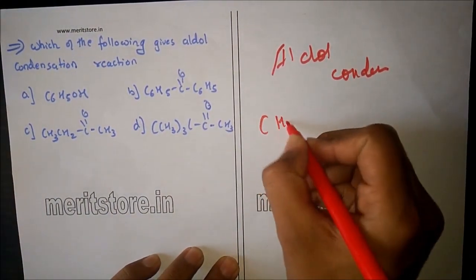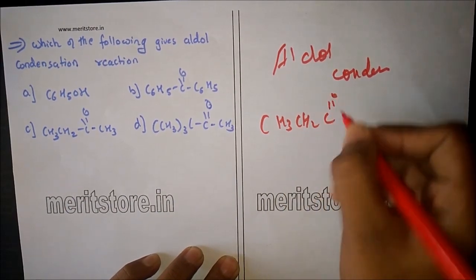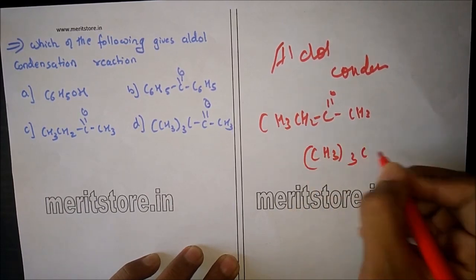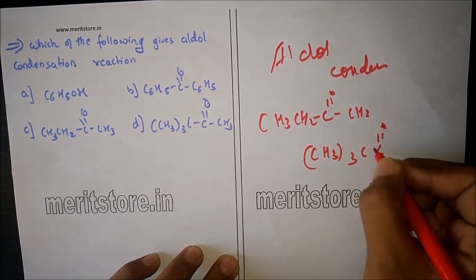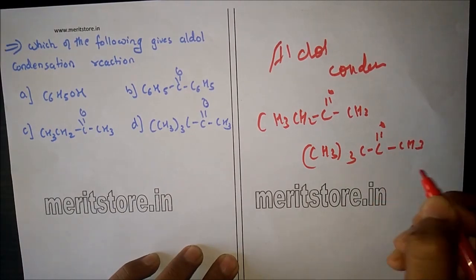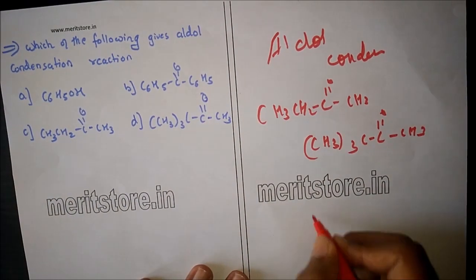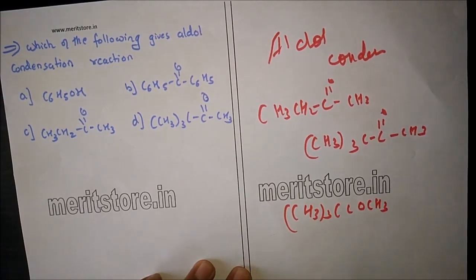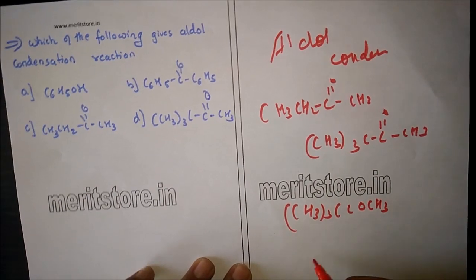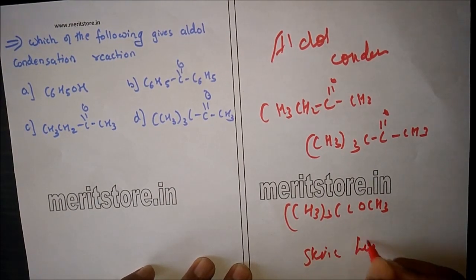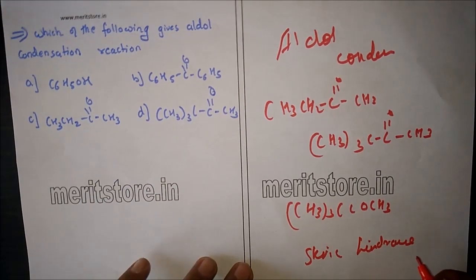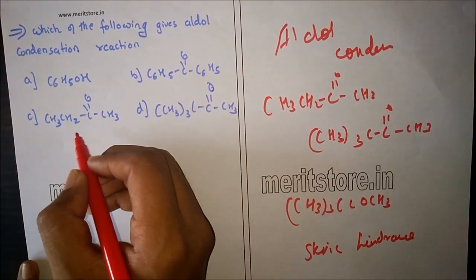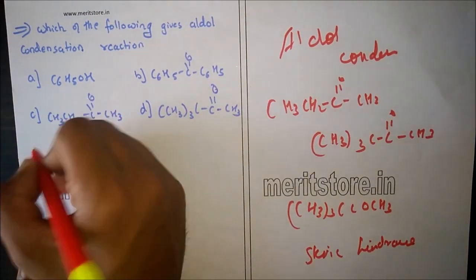Now, although CH3CH2COCH3 and (CH3)3C-CO-CH3 both have alpha hydrogen attached to a carbon, yet (CH3)3C-CO-CH3 does not undergo aldol condensation because of steric hindrance. Therefore, here the correct answer will be option C, CH3CH2COCH3.